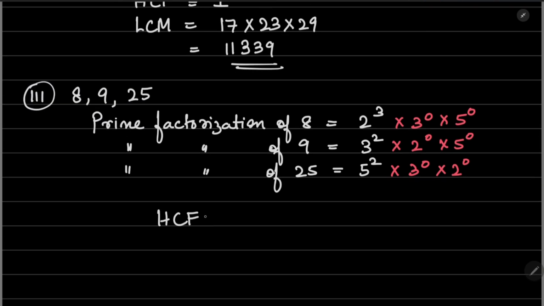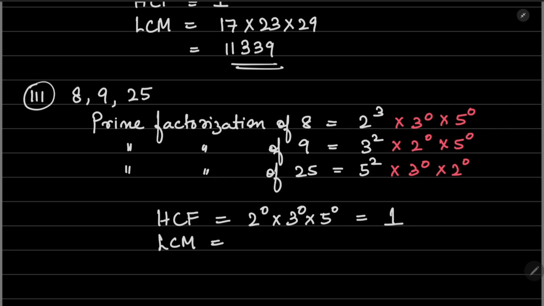For HCF, you have to take the common powers and the lowest power. So for 2, what is the lowest power? 2 raised to the power 0, 3 raised to the power 0 and 5 raised to the power 0. So the HCF is 1. What about LCM? For common factors, you have to take the highest power.